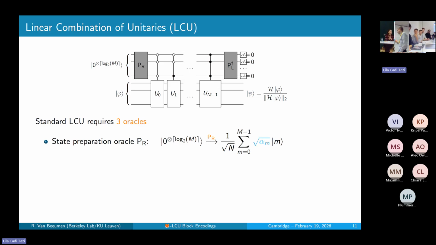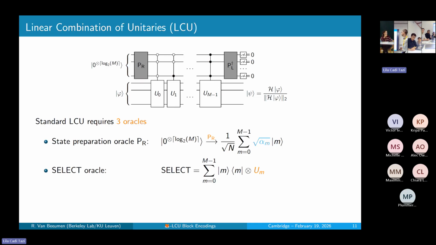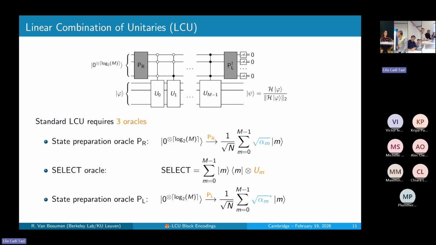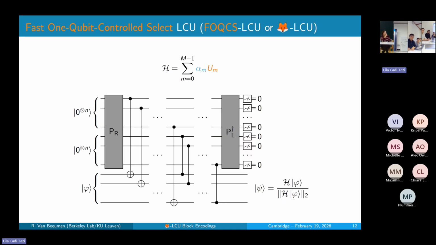So a little bit more in detail, we have three oracles which comprise the LCU circuit. The first is the state preparation oracle PR, which maps these linear coefficients into a certain superposition. Then we have the select oracle, which selects which unitary we have to apply. And then we have the PL oracle, which is basically just doing the back transformation. Note that it's almost the same, except we have a complex conjugate there. Okay, this is already a bit the conclusion of the textbook LCU circuit.